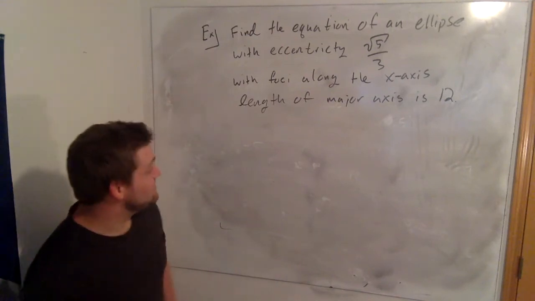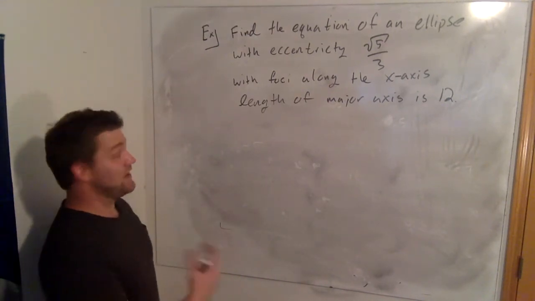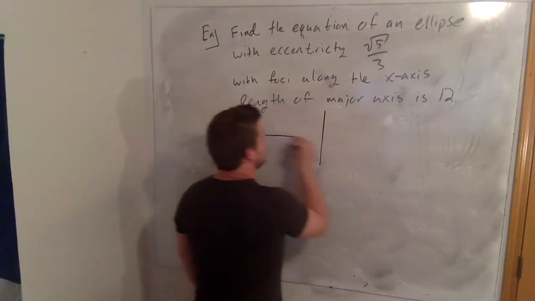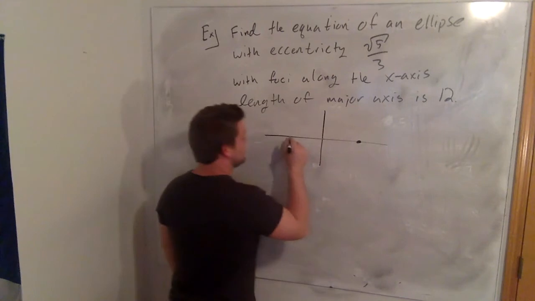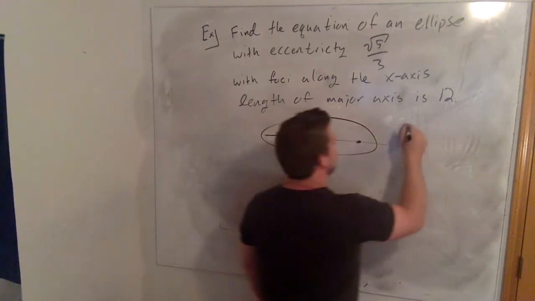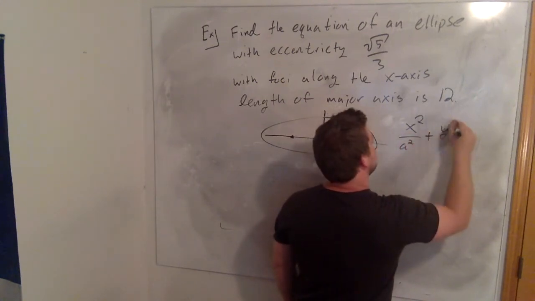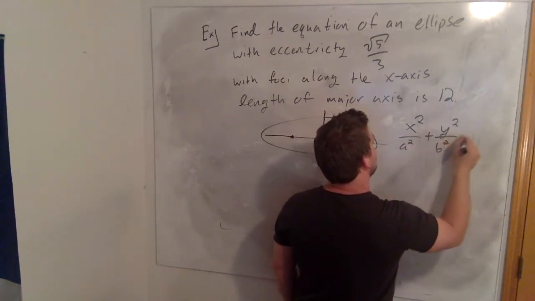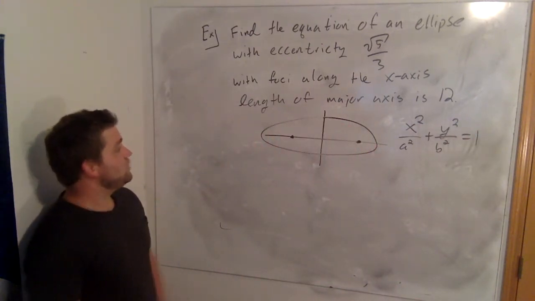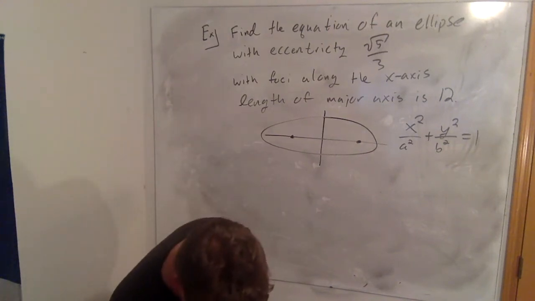Okay, let's do it. The first thing that's really speaking to me is that the foci are along the x-axis. So if the foci are along the x-axis, that means it's elongated more in the x direction. So we're going to have something of the form x squared over a squared plus y squared over b squared will be equal to 1. We know the length of the major axis is 12.